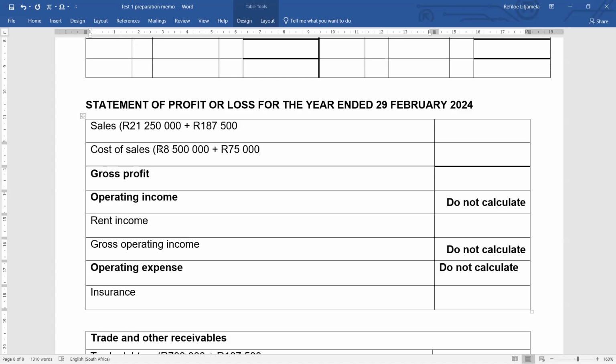For those that like memorizing, guys, please note that when sales go up, cost of sales also go up. When sales go down, cost of sales also go down. Okay, I'm done with that.